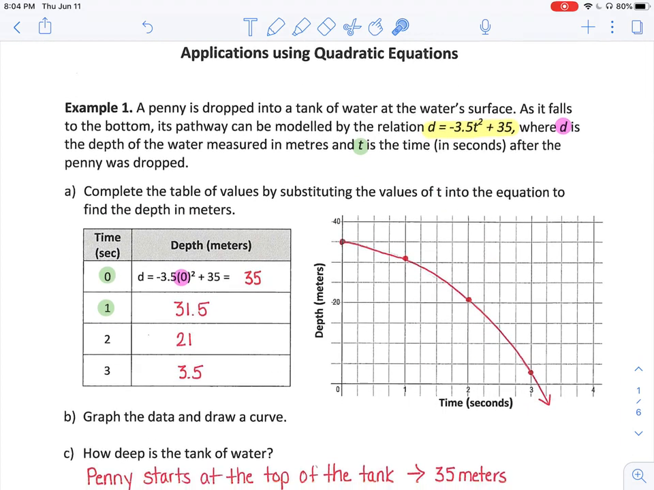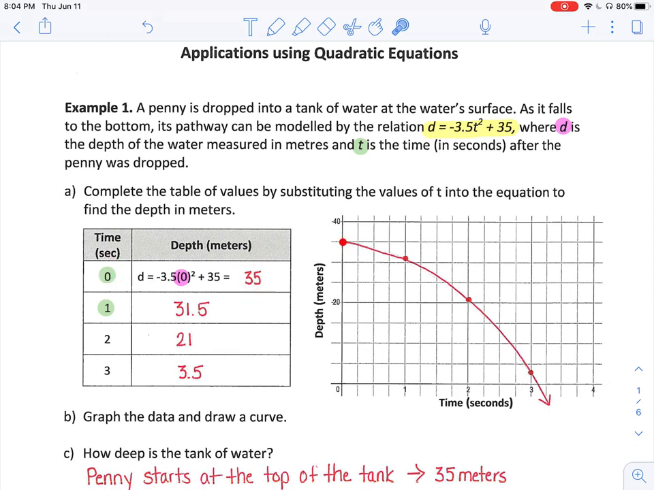So we can see that here. When time is 0, we plug that into where that t value would be from our initial equation, right? Negative 3.5 t squared plus 35. That's the relation. The time value is 0. When we plug that in, we get a value of 35. So at time 0, the depth is 35.